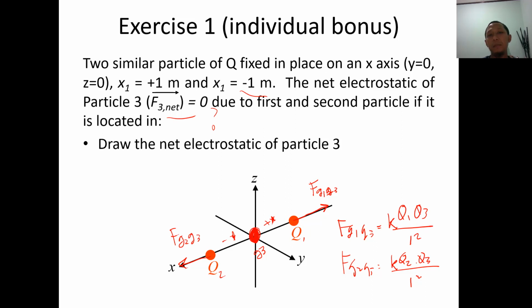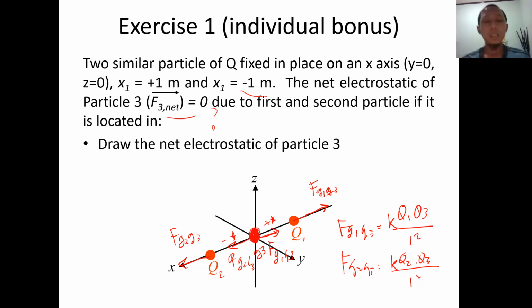Okay, and then this is particle Q1 and this is Q2. If we draw Q3 like this one, we can draw here this F Q1 Q3 and this F Q2 Q3. Okay, so this must be 0.